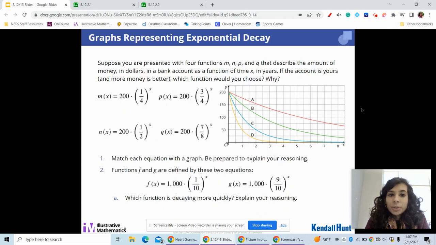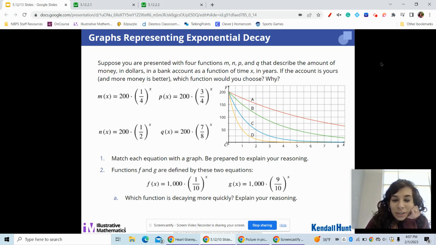So suppose you're presented with four functions m, n, p, and q that describe the amount of money in dollars in a bank account as a function of time x in years. If the account is yours and more money is better, which function would you choose and why? So I want you to match each equation with a graph. Be prepared to explain your reasoning.